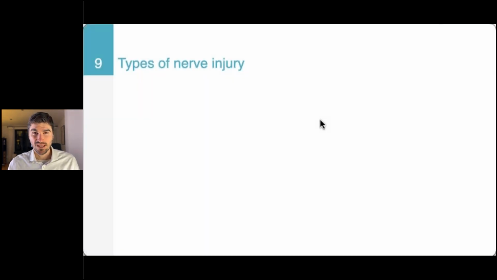So last question, what is the most severe form of nerve injury? So we've had neurapraxia, we've had axonotmesis. What is the most severe form? And again, say it out loud, tell your partner if they're in the room. If you're feeling brave, put it on Facebook, let the whole world know you're doing it.